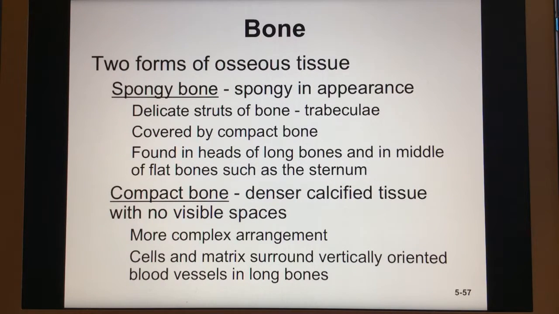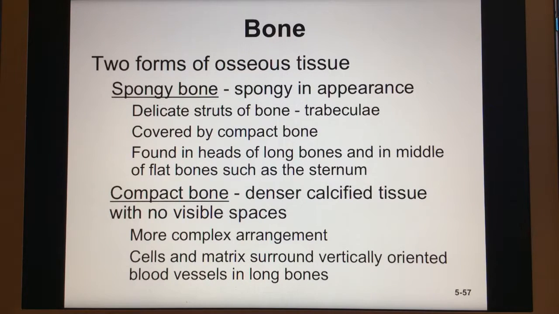It is covered by compact bone. So the compact bone is more of a protection, and it is denser, and it doesn't have any visible spaces. The spongy bone is found in the heads of the long bones. Now, we're not to bones yet, but think about your femur. The ends would be the heads.